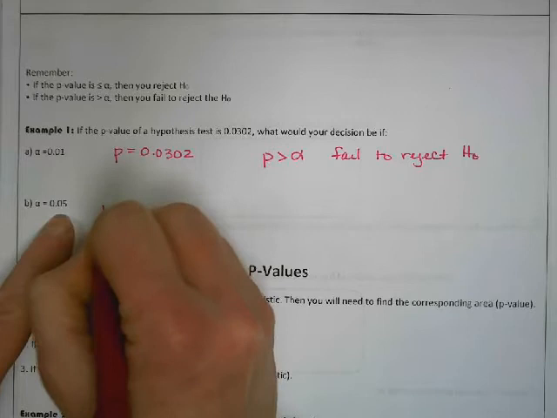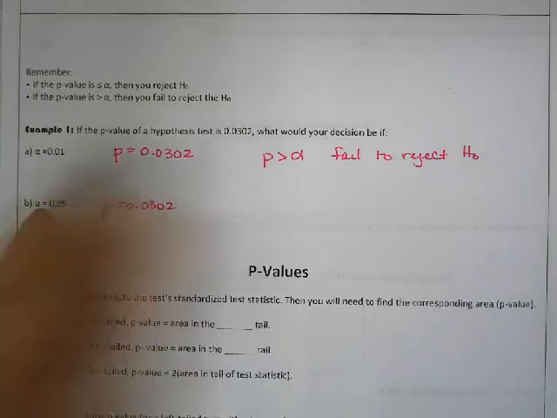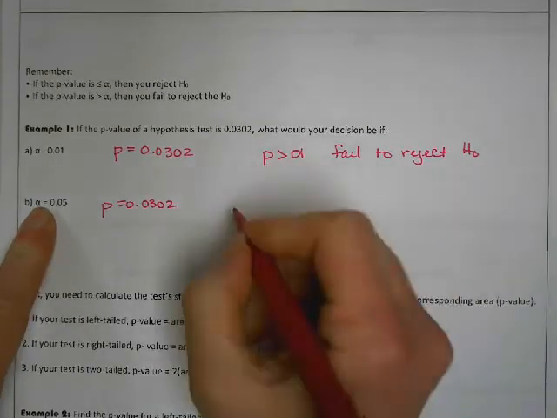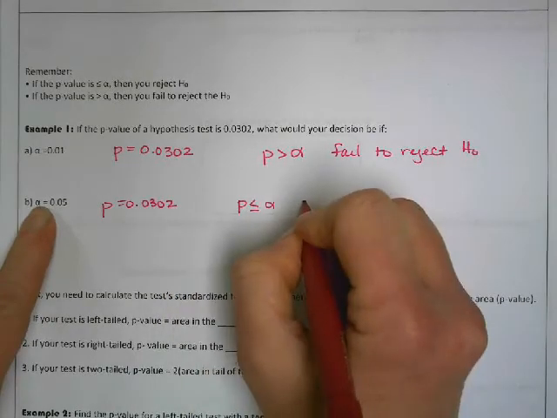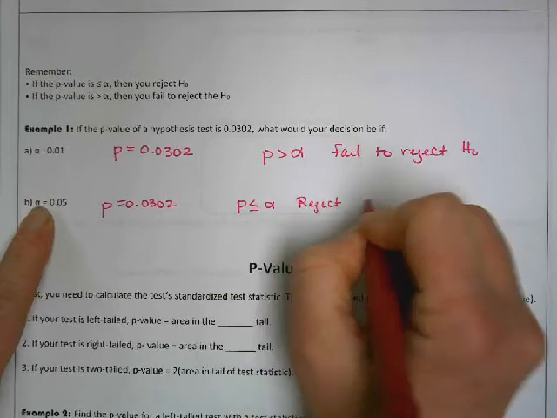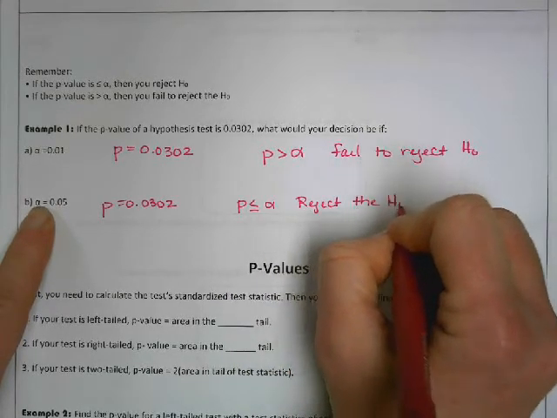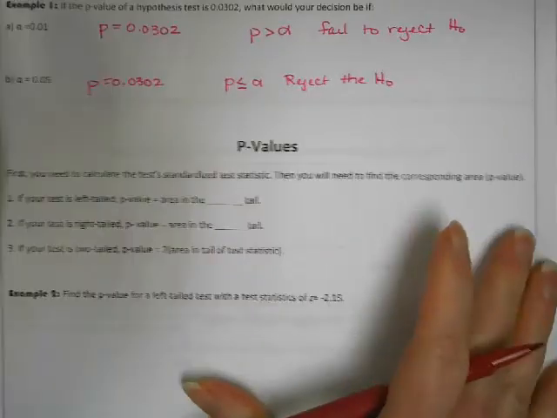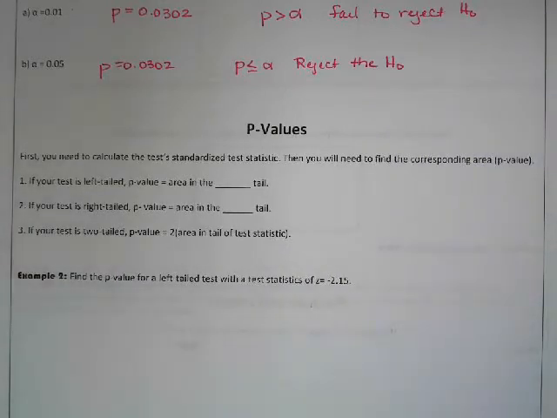In this case, where p is 0.0302, and my level of significance is 5%, or 0.05, p is less than or equal to alpha, so reject the null. I mean, that's pretty much it. You just compare the p-value. Now, I know you don't know yet how to find the p-value, but you will.